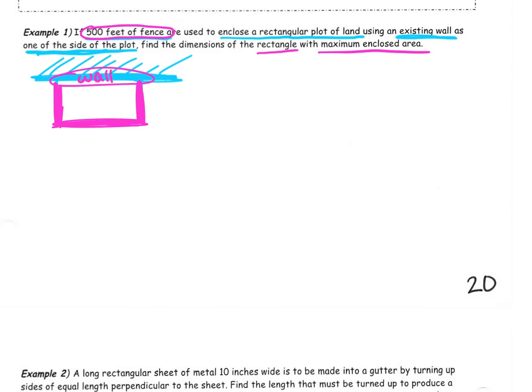And I'm going to start to introduce some variables. So maybe I'll call this x and this y. Now if I call this x, because it's a rectangle, this also has to be x. Okay. And remember, they told us the amount of fencing. So there's 500 feet of fence. So that's our perimeter. Our perimeter is 500 feet of fence, but it's only for these pieces, right? Our perimeter is only covering here, right? We don't include the wall. Okay, we're not including the wall.